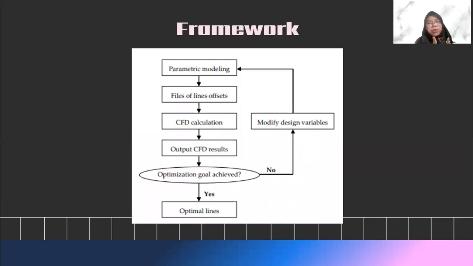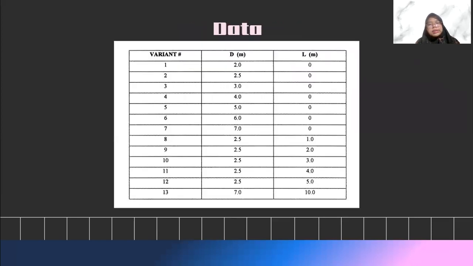And then this is the framework, where the first one is parametric modeling, and the next one is the offline offsets. And then the next one is the CFD calculations, and then there's the output of CFD results. And then, is the optimization goal achieved? If yes, this is the optimal lines. If no, modify the design variables and go back to parametric modeling, the first step. And this is the data of the 13 variants.